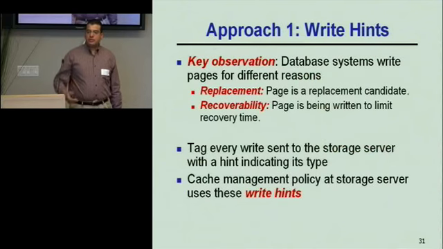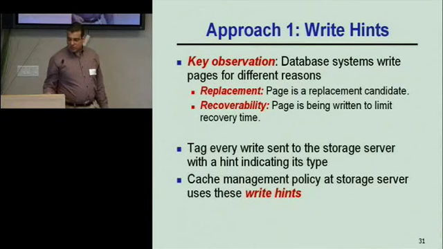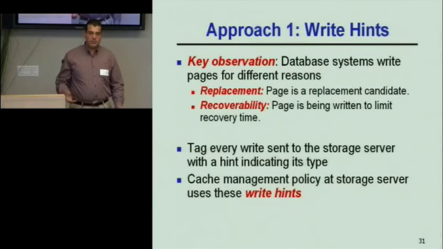So I'm going to talk about two approaches for these hints. One is specific to a database system. It requires knowledge of database system internals, and one is more general. So the first approach, which appeared in our FAST 2005 paper, is what we call write hints. Okay? And these hints depend on the nature of writes from a database system.